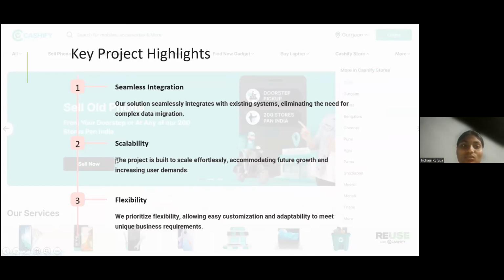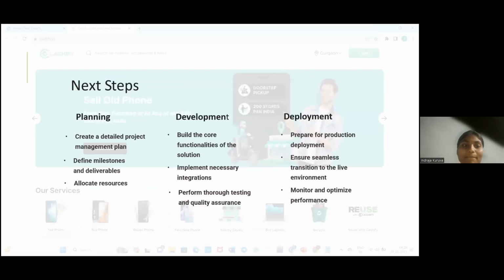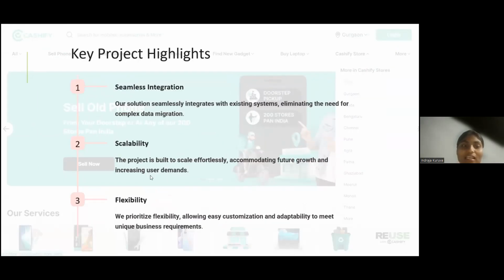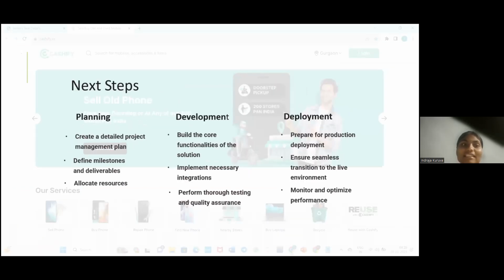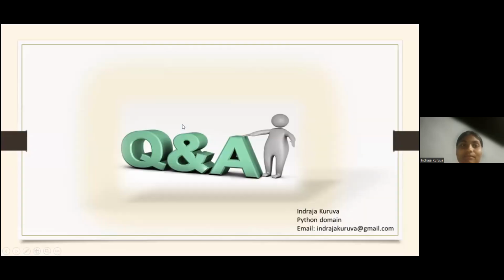Scalability refers to increasing the efficiency and usability of the API. And flexibility means it allows easy customization and adaptability to meet unique business needs. And the next stage of this project is planning, deployment, and development.